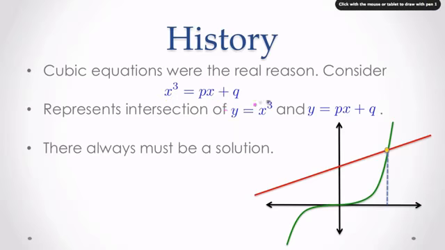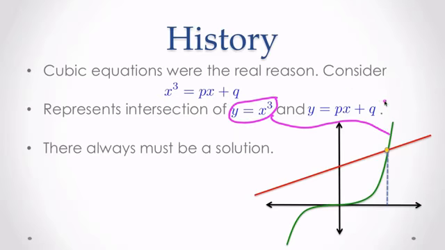And again, the solution of this equation represents the intersection of y equals x cubed, and I drew that right here, with y equals px plus q, which is just that line right there. So again, it's the intersection of a curve and a line. And as you can see, because the cubic goes all the way from plus infinity to minus infinity, no matter what line you draw, it'll always intersect the cubic somewhere.